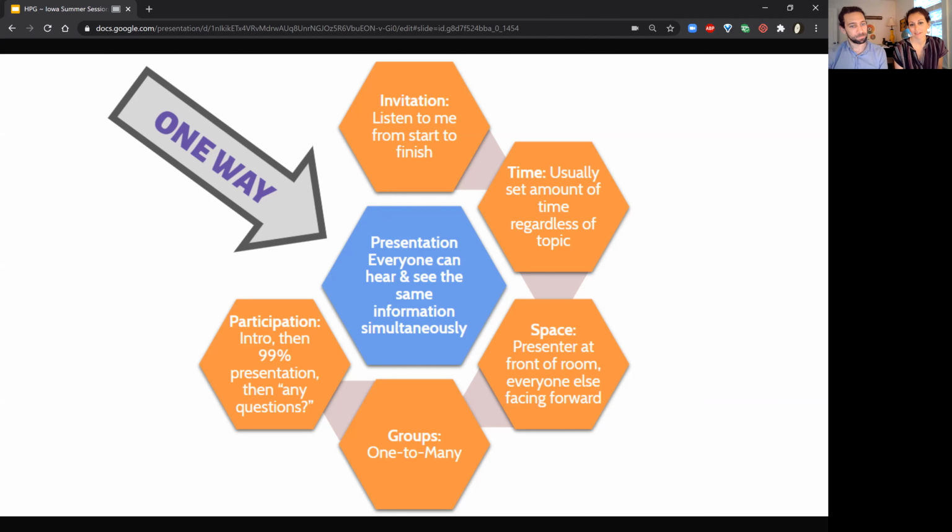This is like, I was just describing the groups, the one person down at the front, maybe at a podium, to the rest of us. And then for us right now, the 2 of us, and then the rest of you. And then the specification for participation is directly linked to the invitation. So it's listen to me from start to finish.